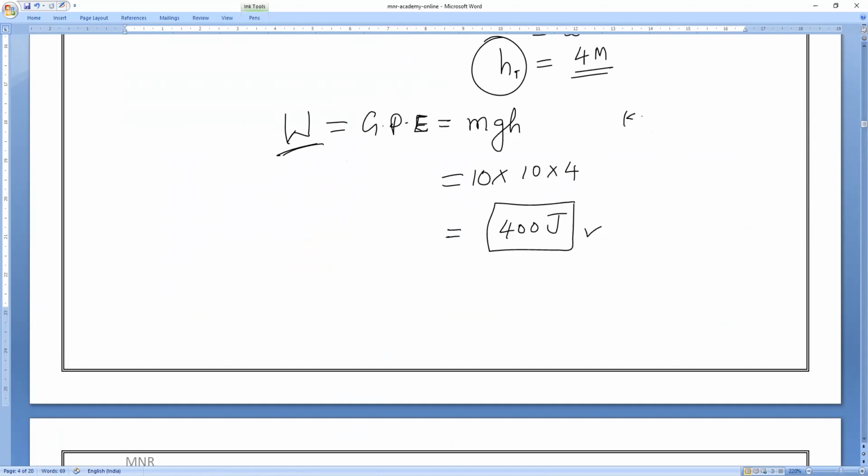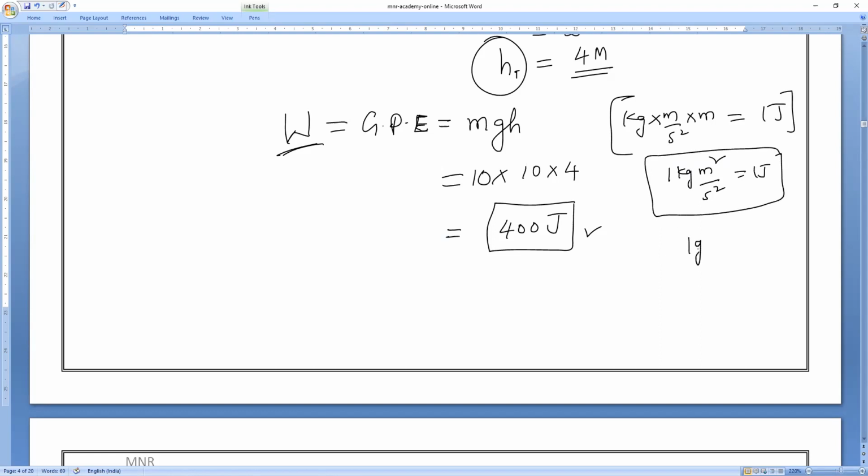Units: mass is kilogram, acceleration is meter per second square, height is again meter. I have already taught you, which is equal to how many joules? Kilogram meter square per second square is equal to 1 joule. Kilogram meter per second square is equal to something. Anybody? Newton. Okay, so please learn it. Kilogram meter per second square is equal to newton. Kilogram meter square per second square is equal to joules. Do you all understand, everybody?